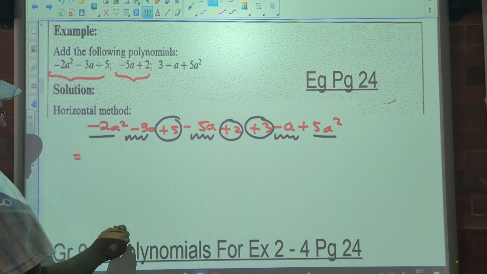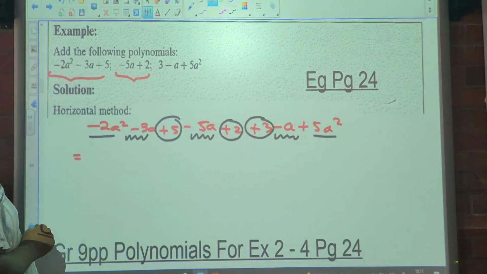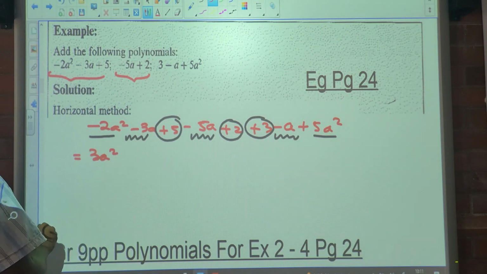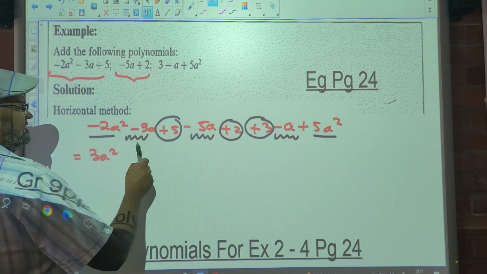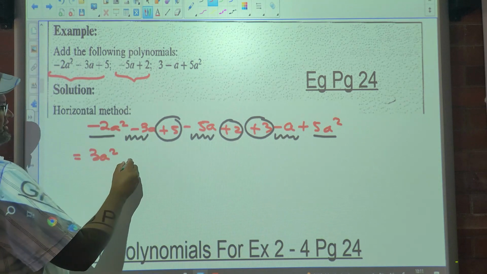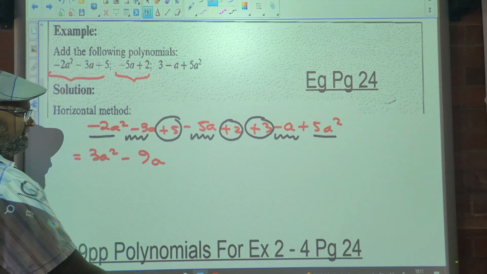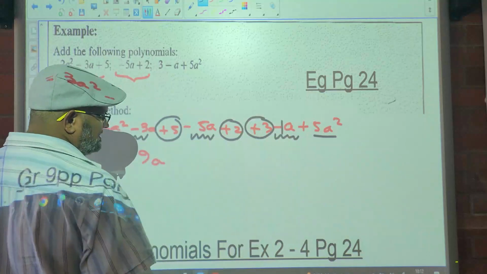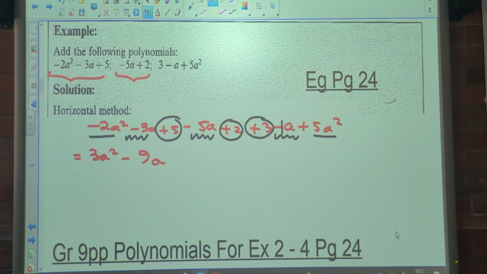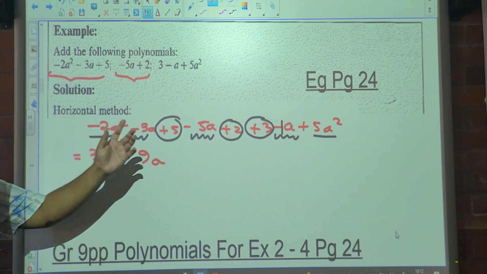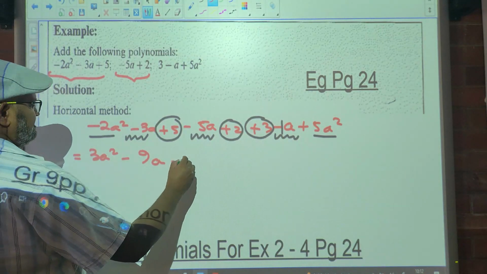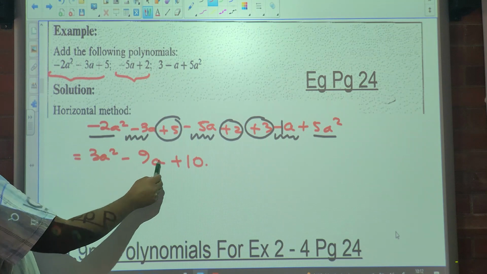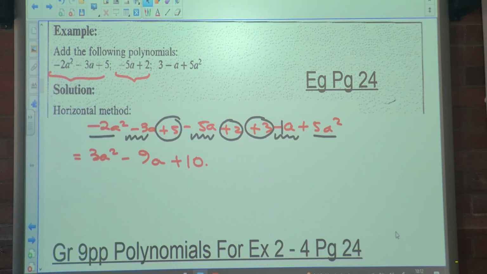So what's negative 2a squared plus 5a squared? 3a squared. What is negative 3a minus 5a? Negative 8a. Negative 8a minus a? Negative 9a. Remember, if there's no coefficient there, we know there's a 1. What's 5 plus 2? 7. And 7 plus 3? Can I add these terms here? No. Why? Unlike terms.